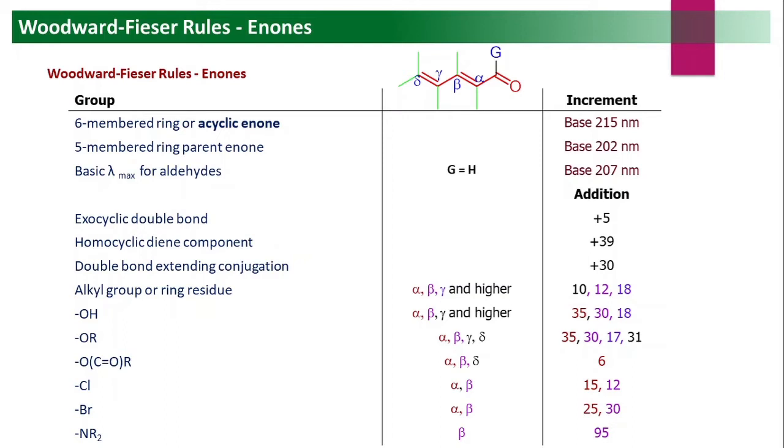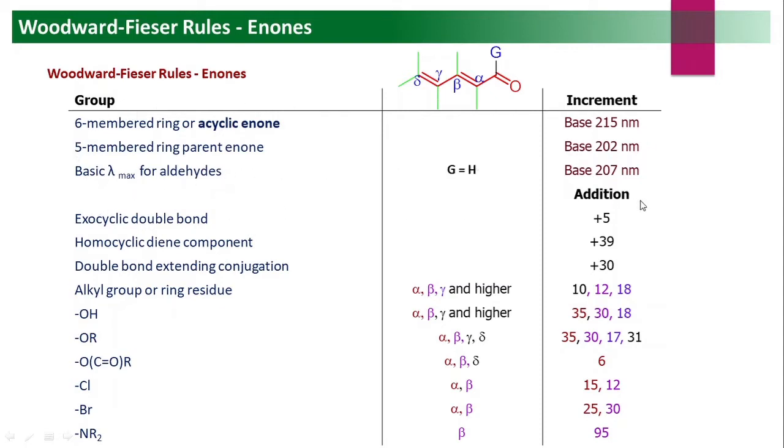But in this case we have to remember: if the enone is acyclic, you have to take the base value of wavelength as 215 nanometer. While if a 5-membered parent ring enone is there, the base value changes and you have to take 202 nanometer. This is for ketones. If G is equal to H, an aldehyde, then the base value we should take is 207 nanometer. So this is about the base values.